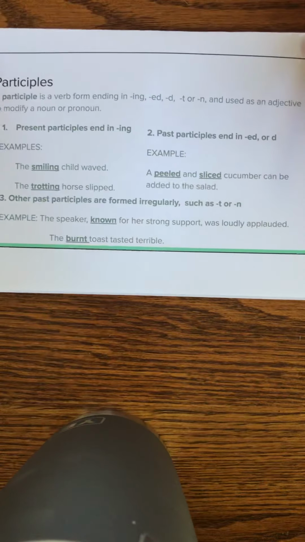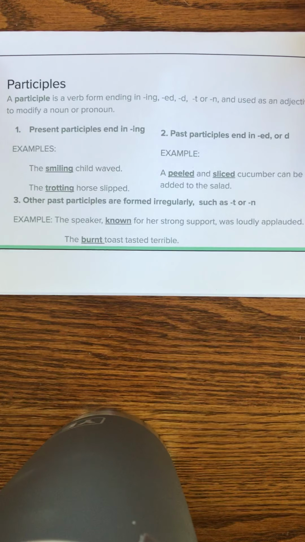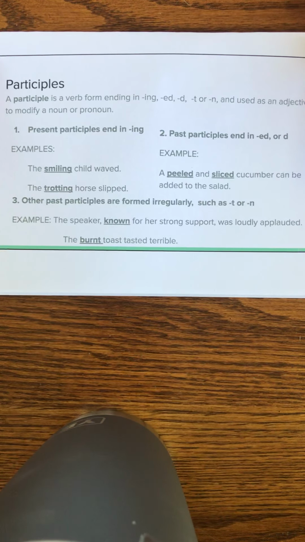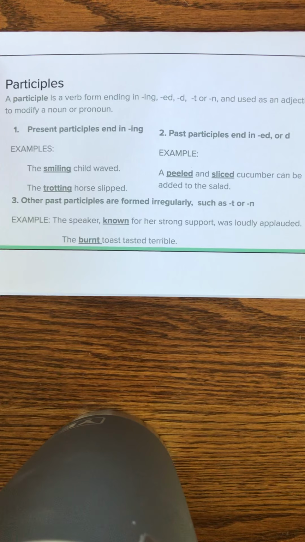Everybody, today we're going to review how to diagram participles, and I'm going to teach you how to diagram gerunds. So we'll get started with a quick review. We know participles are a verb form that is not used as a verb, so that's called a verbal. Participles are always used as an adjective to describe or modify a noun or pronoun, and they end in ing, ed, d, t, or n.